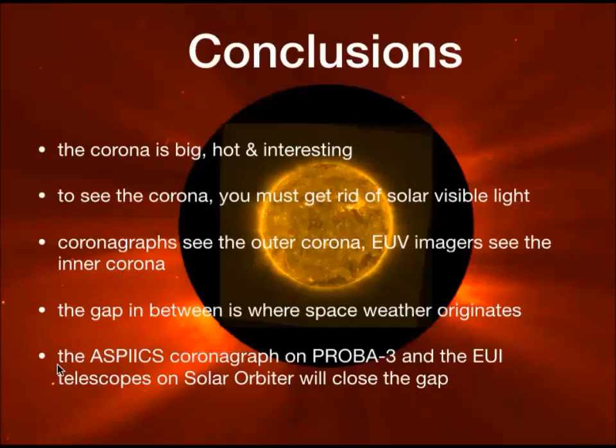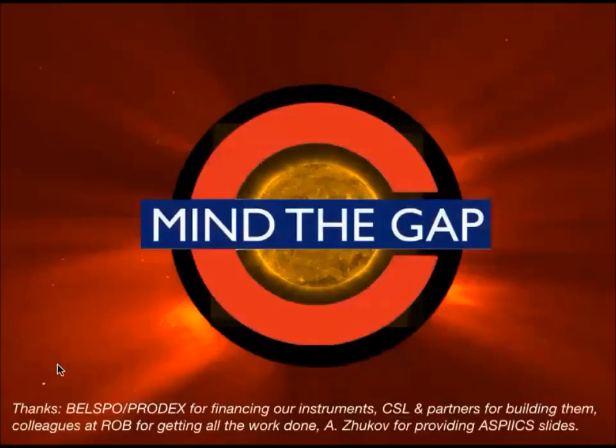There's a fracture zone in between, and exactly in that fracture zone we believe that the physics of space weather is originating. So there are things to be addressed there, and we are actively preparing for that by building new instruments that will go and see exactly there, which are the ASPIICS coronagraph on PROBA-3 and the EUI telescopes in Solar Orbiter. And with that, I can only say that the take-home message should be that we have to think about the gap in between.